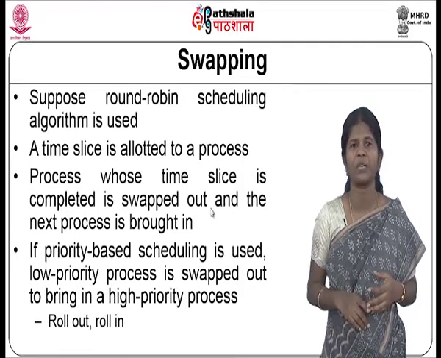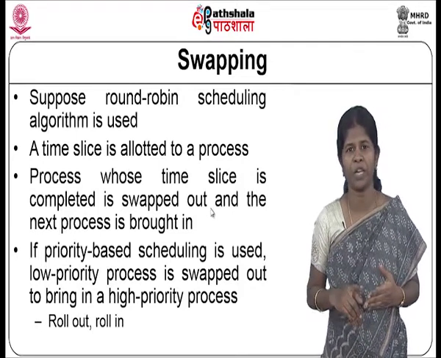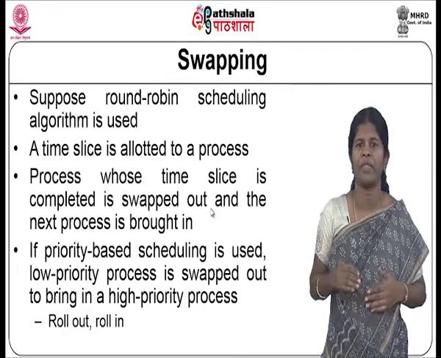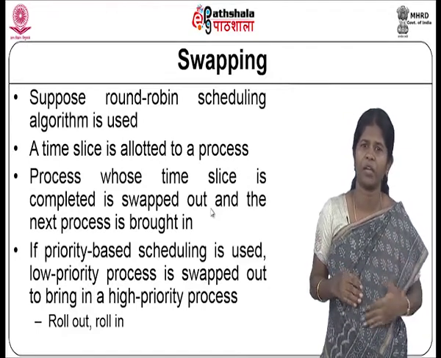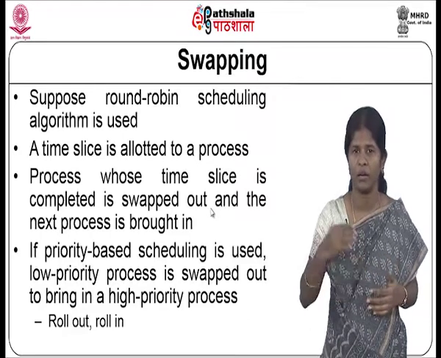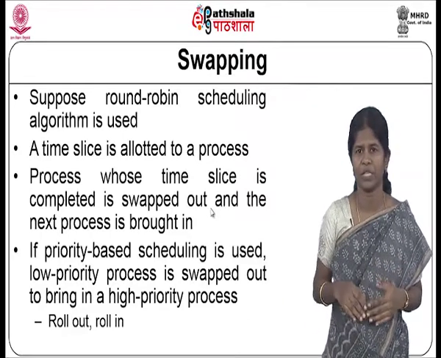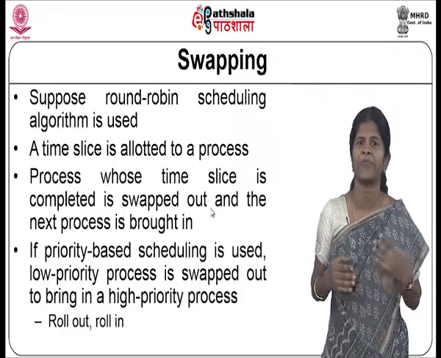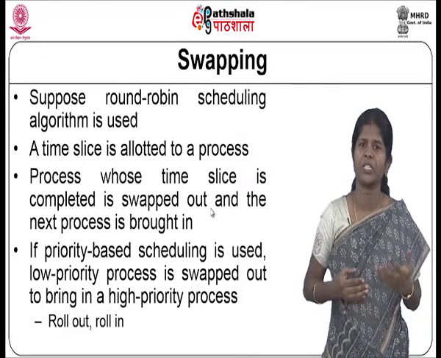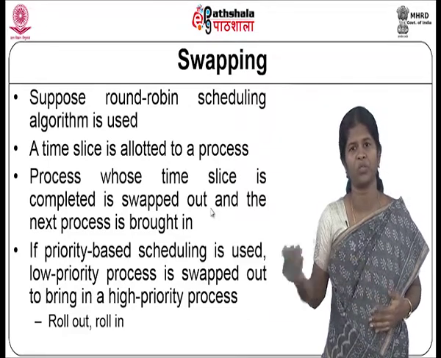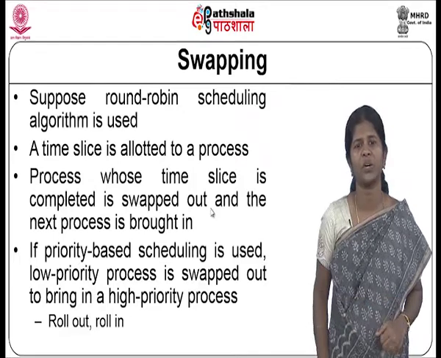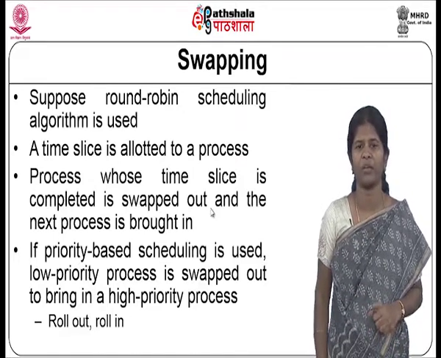And suppose you are using priority based scheduling. In priority based scheduling, say a high priority process is coming in, then a low priority process is moved out and the high priority process can be brought in. If there is no space for the high priority process in the main memory, then the low priority process which is using the main memory space can be moved to the swapping device and the required process can be brought in. This is also called roll out and roll in.